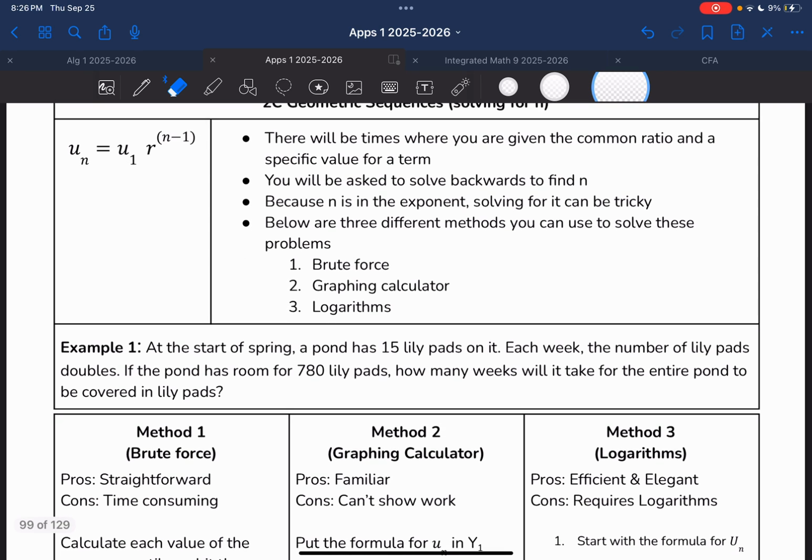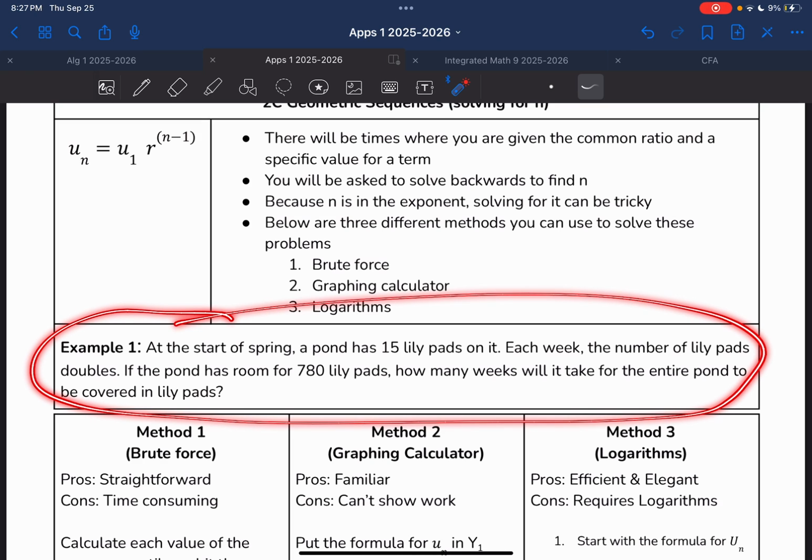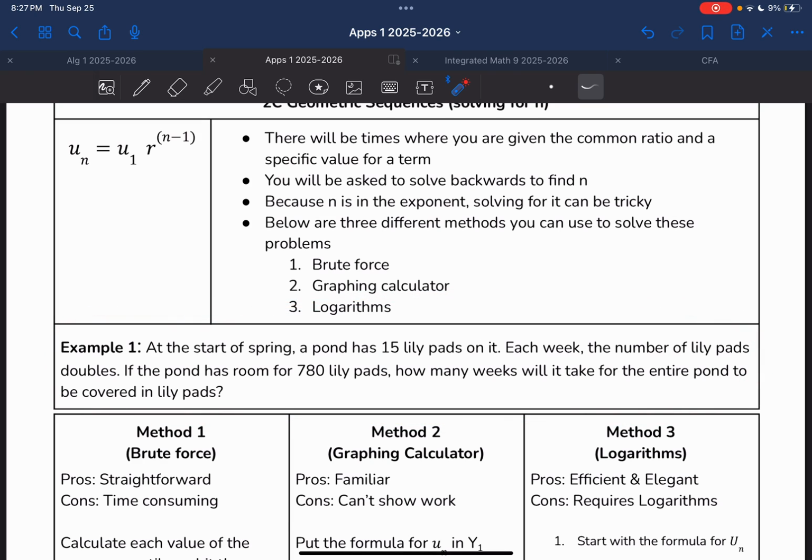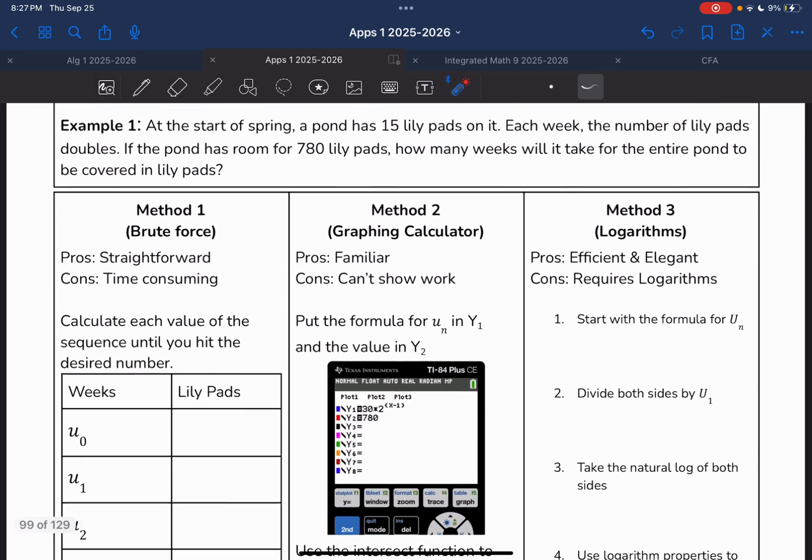So we're going to go over 3 methods. First one being brute force, second one being graphing calculator, the third one being logarithms. And we're going to explore this in the context of this problem here. So at the start of spring, a pond has 15 lily pads on it. Each week, the number of lily pads doubles. If the pond has room for 780 lily pads, how many weeks will it take for the entire pond to be covered in lily pads?